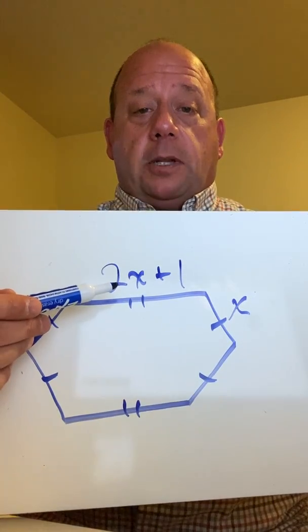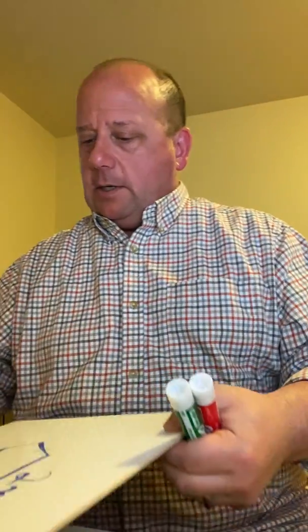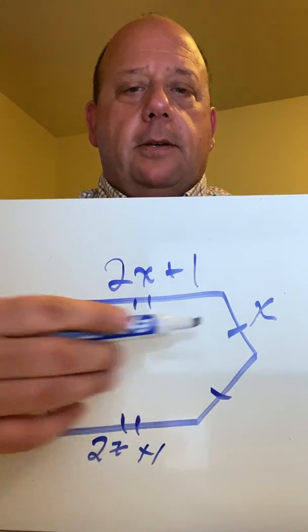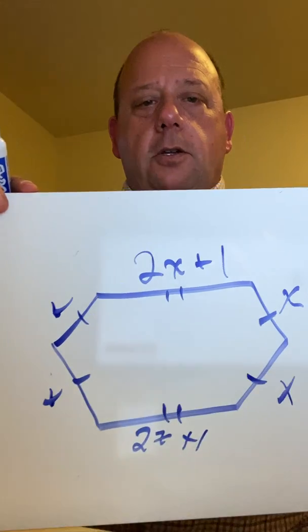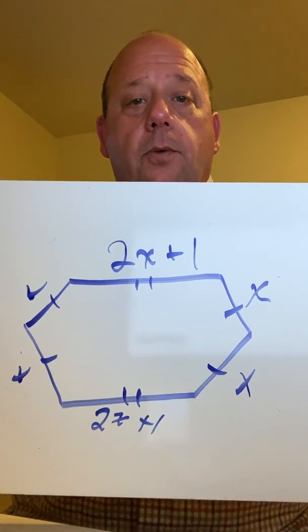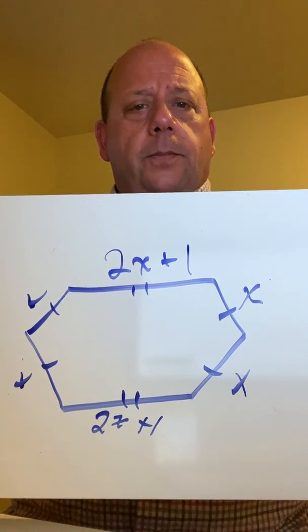So if this is 2x plus 1, what's that? 2x plus 1. Yes. If this is x, that means all of these sides are x. Every one of them. X. Good. You now have all the sides of your hexagon labeled. You're supposed to find the perimeter. What is the perimeter?